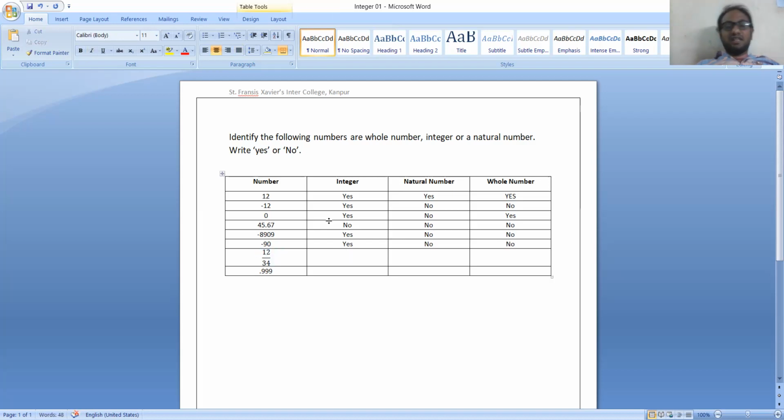Now, this number is written as 12 upon 34. You know that this is a fraction. This is in the form of numerator upon denominator. 12 is the numerator, 34 is the denominator.